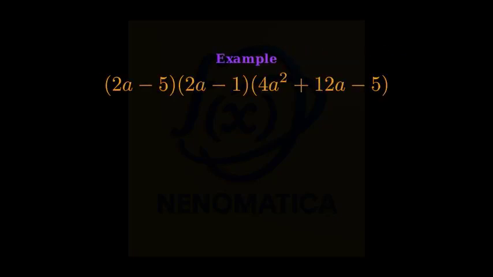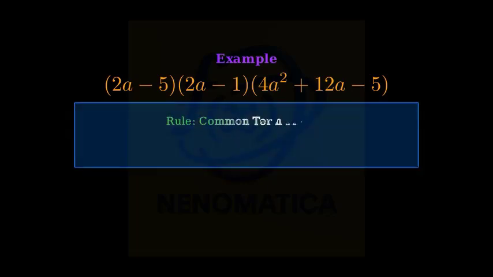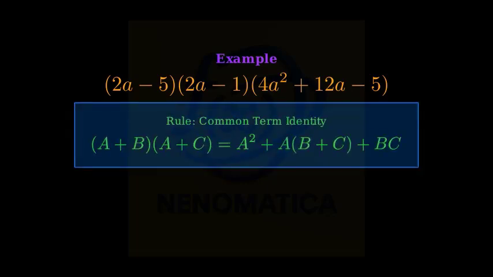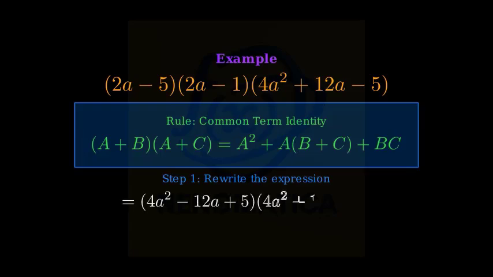We need to solve the expression 2 minus 5 times 2 minus 1 times 4 squared plus 12 minus 5. We'll solve this step by step using the common term identity. First, let's recall the identity we'll be using. For expressions a plus b times a plus c, this equals a squared plus a times b plus c plus b times c. Now, let's start solving our expression. The first step is to rewrite the expression. We note that 2 minus 5 can be viewed as 4 squared minus 12 plus 5. This gives us 4 squared minus 12 plus 5 times 4 squared plus 12 minus 5.